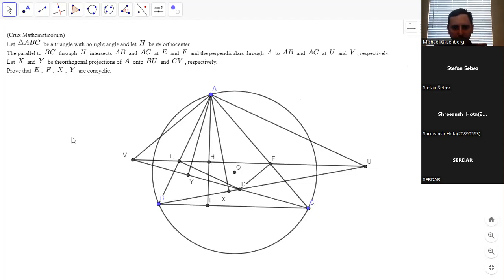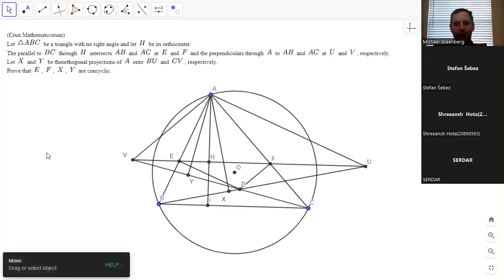BC over VU, and triangle BHC is similar to VAU. So BC over VU is the same as HI over AH, and that is the same as AF over FC. Okay, so that solves it. So I'm going to write it up.